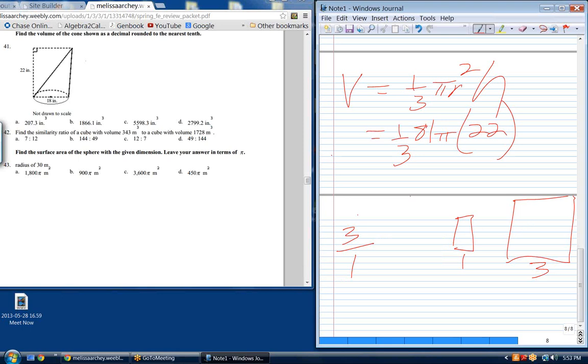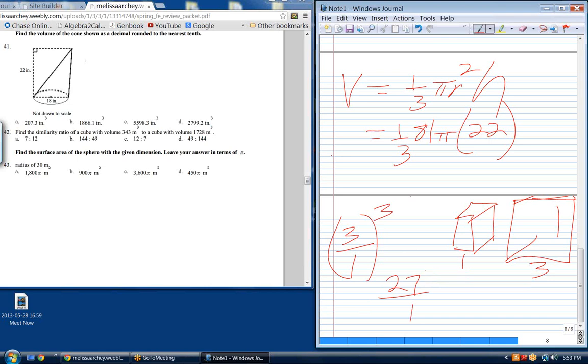Well, how do we get that? It's the similarity ratio squared. Now what's the ratio of the volumes of these? If I turned them into cubes, how much more volume would the one on the right be that has a similarity ratio of 3 to 1? 3 to 1 cubed. It's 27 to 1.